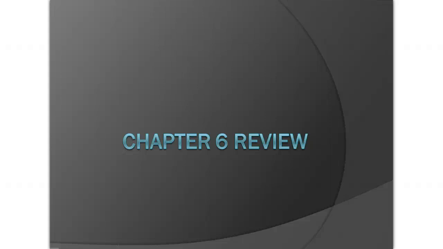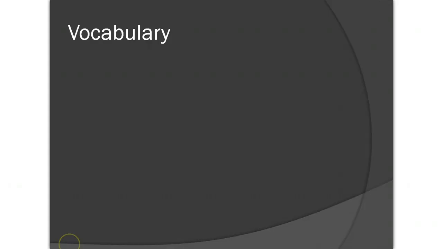Alright, this is the review for the Chapter 6 test that's coming up this next week, and we'll go ahead and get started here. Now, the first thing we need to talk about is the vocabulary. You have a pretty long list on there. You need to go over these on your own. You can look them up in the back of your book, and then you should already have them written down in the glossary inside your science notebook.